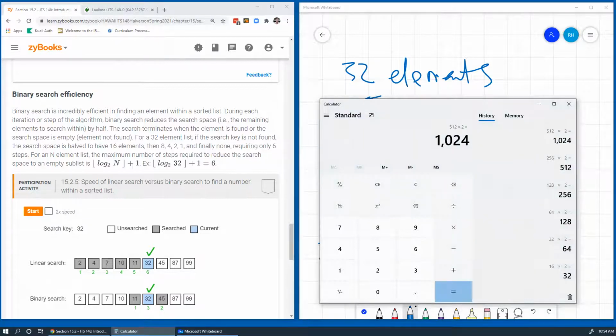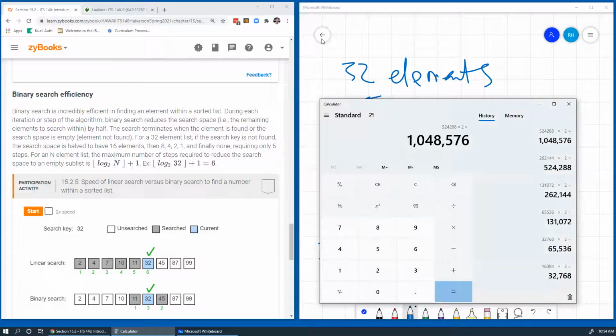Here's 2 to the 10th, 11th, 12th, 13, 14, 15, 16, 2 to the 16th. That's as high as I remember memorizing them in 2nd grade, up to 2 to the 16th power. And then 2 to the 17th, 2 to the 18th, 2 to the 19th, 2 to the 20th. See, so 2 to the 20th is about a million.